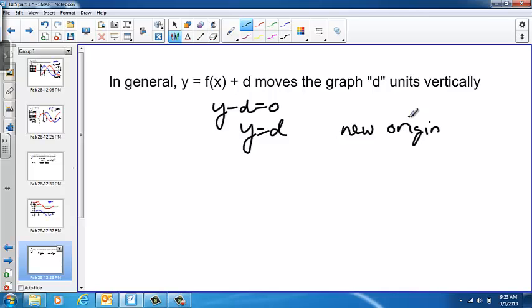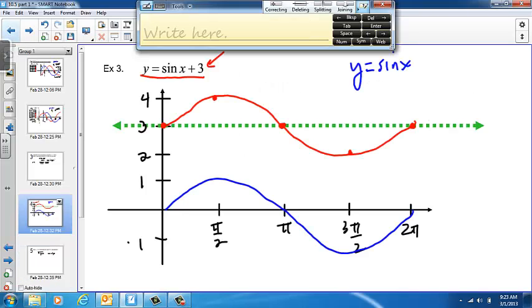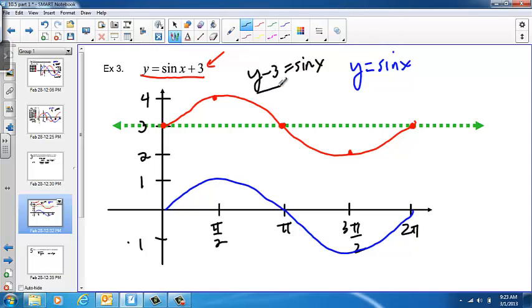So if you go back to the previous example, think of this: rather than y equals sine of x plus 3, y minus 3 equals sine of x. So y was being replaced with y minus 3. So we set y minus 3 equal to 0 and solve for y, and you get y equals 3. So that's why I've got that horizontal line through y equals 3. So that's serving kind of as your new x-axis.